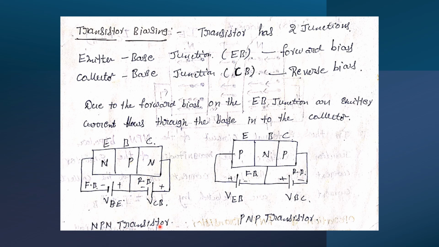Let's see one example. NPN transistor, emitter, base, collector, NPN. So input junction is forward bias, emitter base junction is forward bias. N-type material battery negative terminal, P-type material battery positive, forward bias. Collector base junction, the output junction, is in the reverse bias. Reverse bias, N-type means battery positive, P-type means battery negative. This is the graph. Like PNP transistor, input junction is forward bias, P-type battery positive, N-type battery negative. Output junction is reverse bias, P-type battery negative, N-type battery positive.